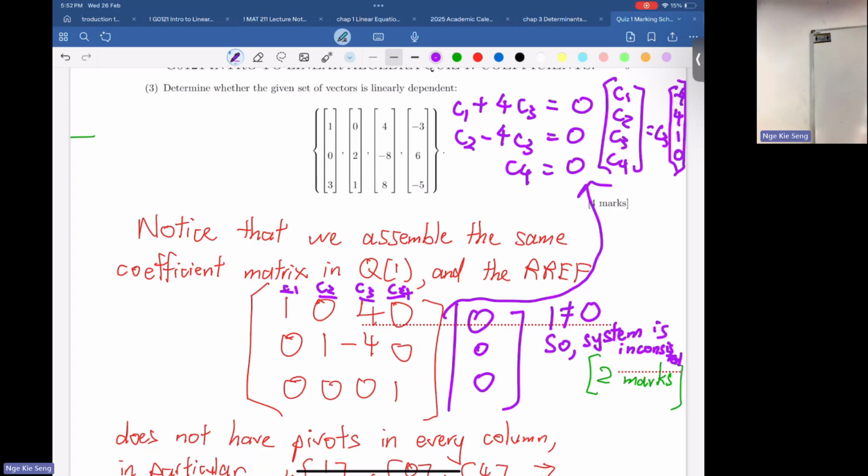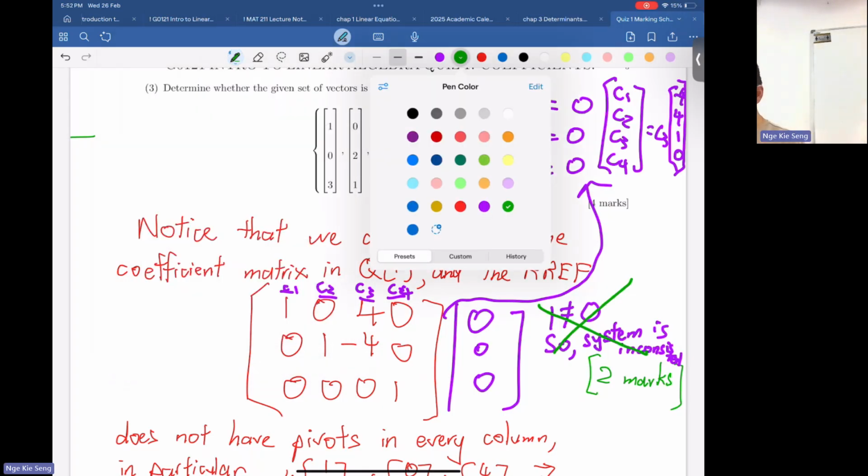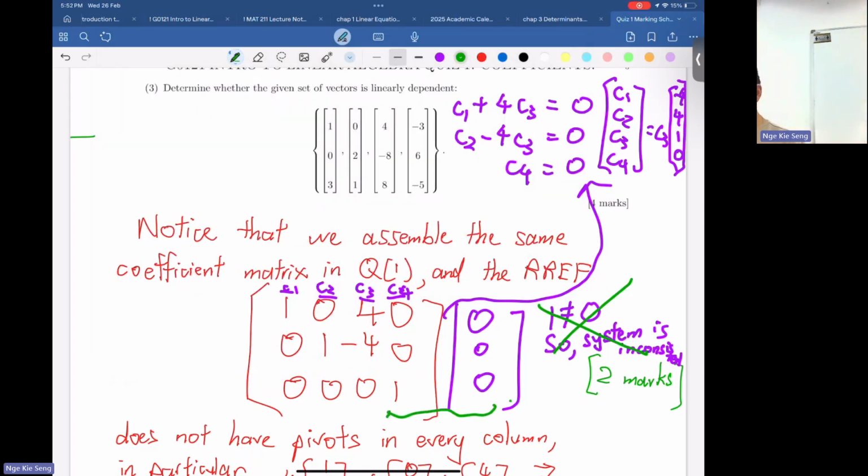This is not what you read. It should be C4 equals 0. So this part is wrong. Instead, from this line, you should get C4 equals 0, not 1 not equal to 0.